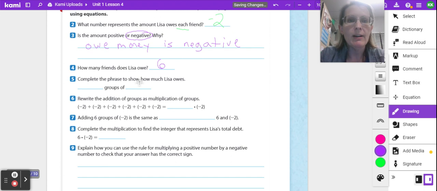So complete the phrase to show how much Lisa owes. So she has 6 friends. So that would be 6 groups of how many? 6 groups of negative 2. So when we rewrote it, that was negative 2 plus negative 2 plus negative 2 plus negative 2 plus negative 2 plus negative 2, which represents 6 times negative 2. And adding 6 groups of negative 2 is the same thing as multiplying because repeated addition is multiplying.